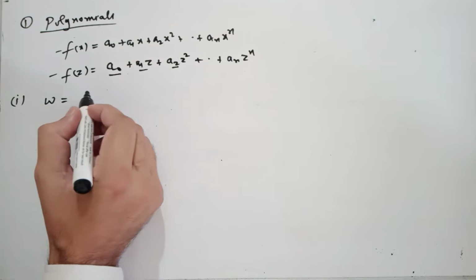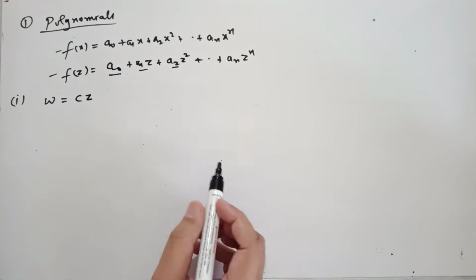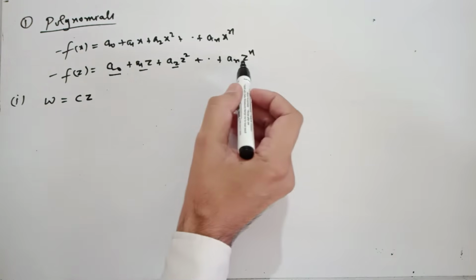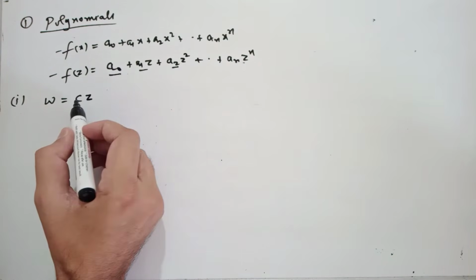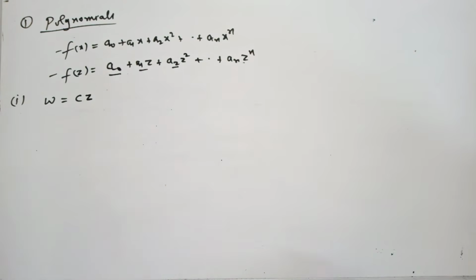First, I'm writing w equal to c times z. If I take a0 equal to 0, a2 equal to 0, an equal to 0, and a1 equal to c, a complex number, with z as it is, then it is a special case. You can say a linear polynomial. C is a complex number here. Okay. So what do we call this mapping?